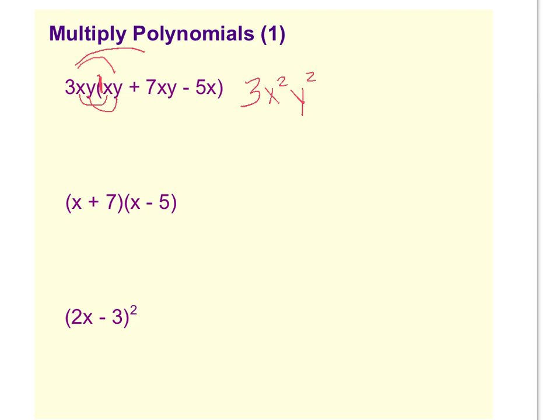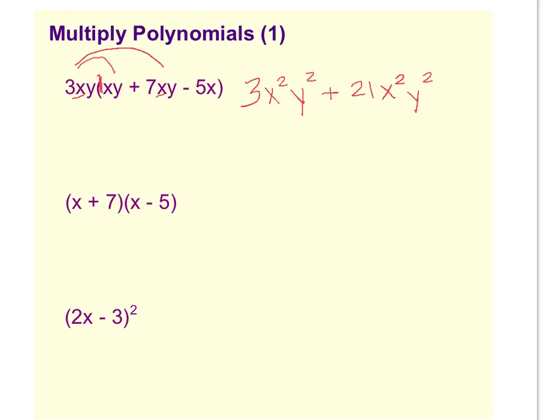So our first term is 3x squared y squared. Now we'll distribute to our second term. Again, multiply your coefficients out front first. We'll take the 3 times the 7, it's a positive 21, so I'll go ahead and write plus 21. And now multiply your like bases. Again, your x times your x is x squared. And y times y is y squared.